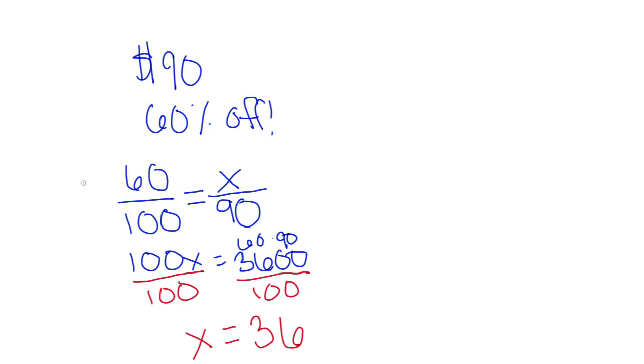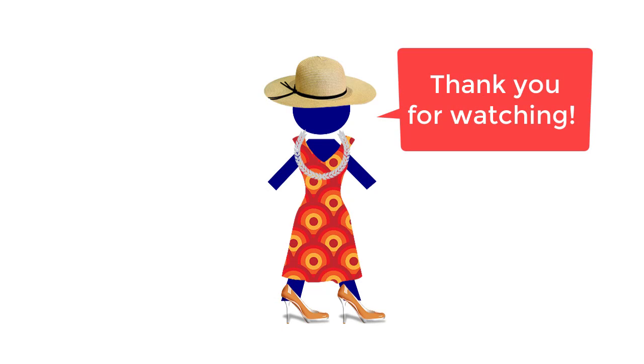Next, we'll figure out what we end up paying for the necklace, which is 90 minus 36. This gives us $54. So that's it for this introductory video on finding percents. We used proportions to do it and checked our work using the base 10 blocks.